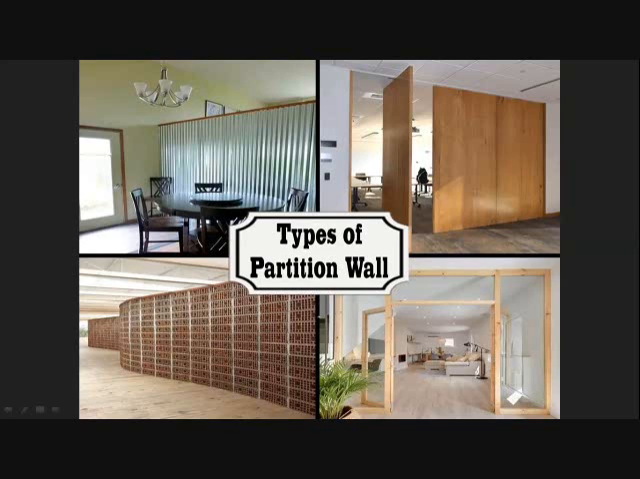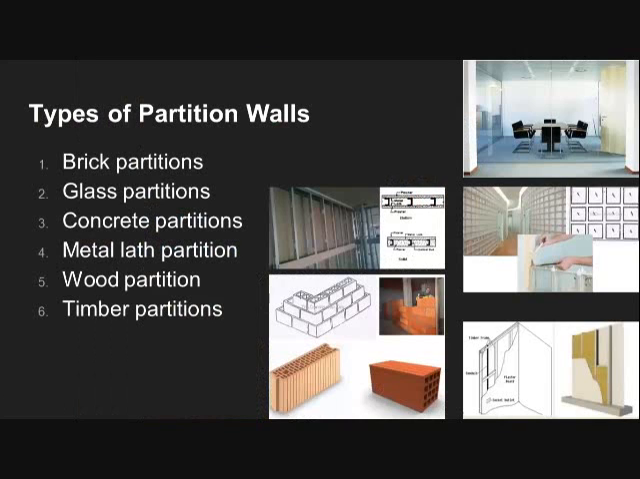We usually use partitions made of different materials, wood or panels or glass, so different types of materials. And we have the traditional brick partitions. We have glass partitions, concrete partitions, metal glass partitions, wood partition, and timber partition. So we have a variety of types of partitions. The least that we use in office buildings is actually the brick partitions.